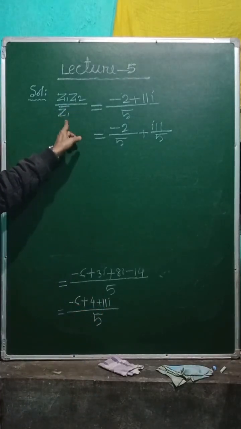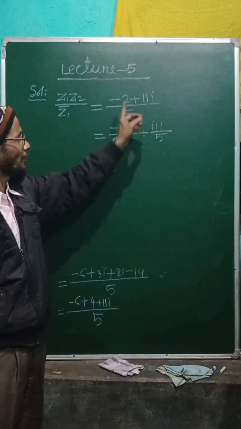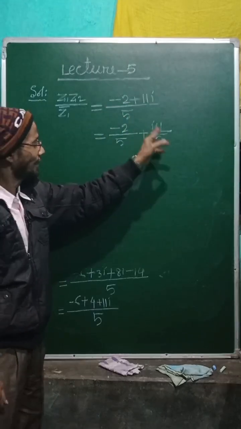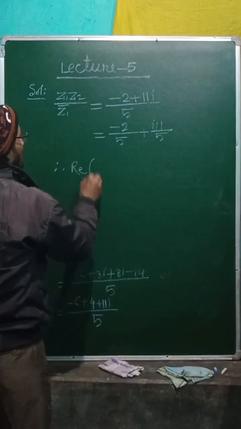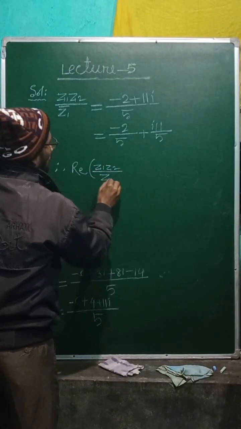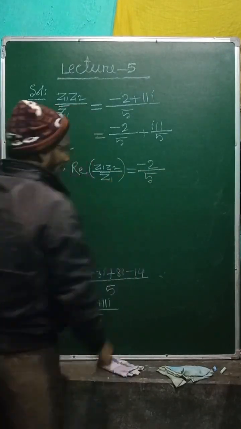z1 into z2 by conjugate of z1 is equal to, ultimately we are getting minus 2 plus 11 iota by 5 is equal to minus 2 by 5 plus iota 11 by 5. Okay, therefore real part of z1 into z2 by conjugate of z1 equal to minus 2 by 5.